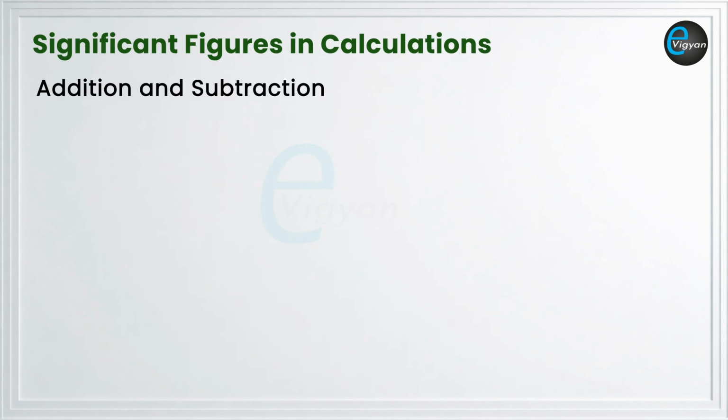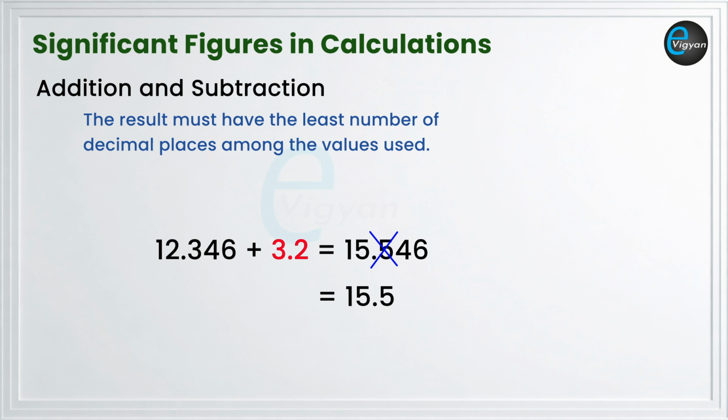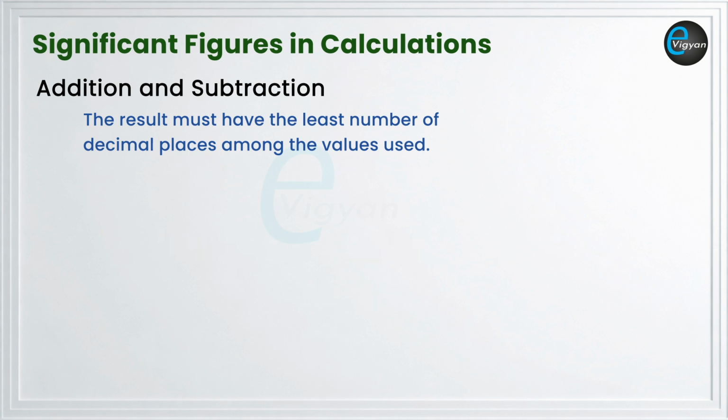For addition and subtraction, the result must have the least number of decimal places among the values used. For a calculation like 12.346 plus 3.2, the answer is 15.546. But this answer is not correct. Since 3.2 has one decimal place, which is the least number of decimal places among the values, the final answer will be 15.5. Here you learn that you have to round off always at the end of the calculation, and at which decimal place you round off also depends on the calculation.